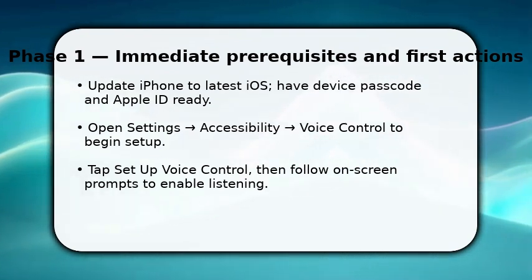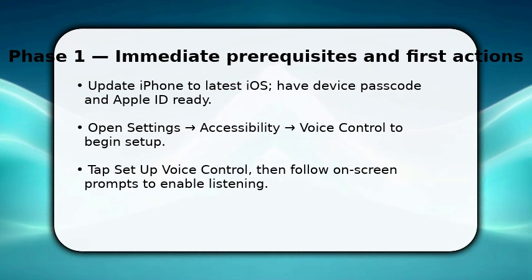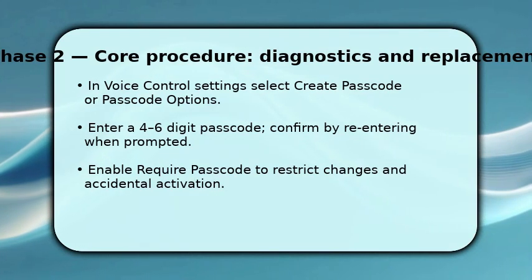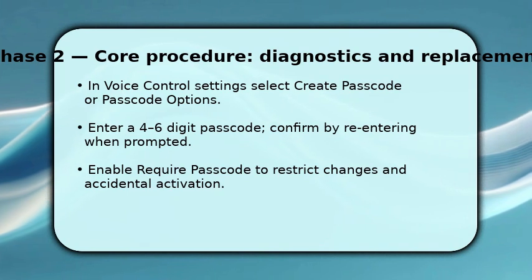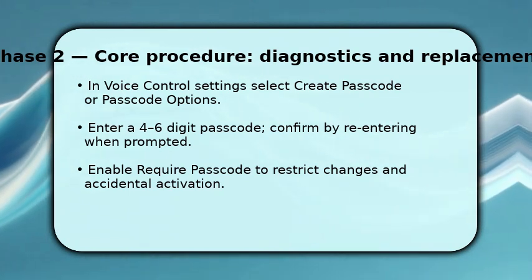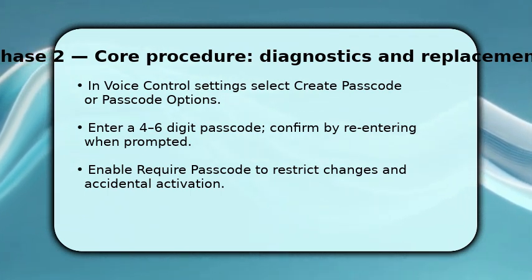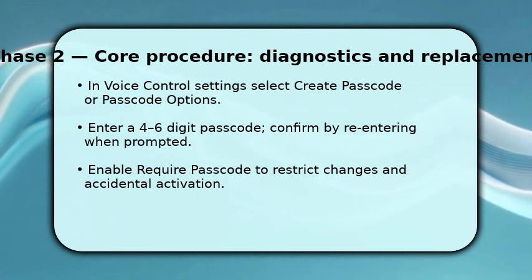This step matters. It trains local recognition and prepares the option to create a separate voice control passcode. Now you create the actual passcode. In voice control settings, tap Create Passcode or Passcode options and choose a numeric length that you can remember. Enter the digits once, then confirm by re-entering them. This ensures you didn't mistype.